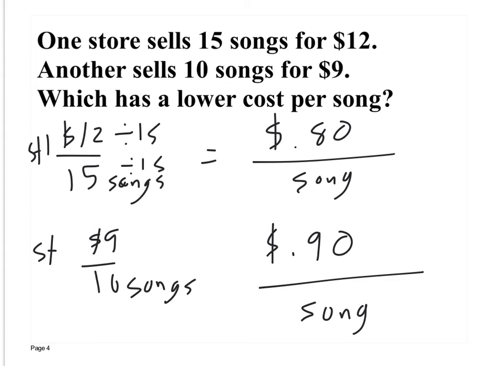So which one would be cheaper? Okay, the 15 songs for $12, right? So that would be the answer. Now that's not always going to be the case. Sometimes it might be the one where you get less songs, but you pay less per song. So that's how you do problems like that.